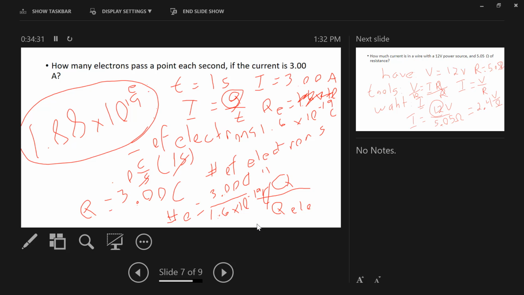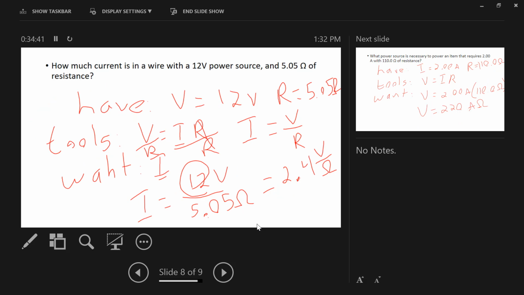They're little. All right. We've got a couple more questions to do together. You okay? The rest of them are going to deal with voltage. Did you have a question, Micah? Okay. So how much current is in a wire with a 12-volt power source and 5.05 ohms of resistance? A 12 volt power source, it's like a car battery, a battery on a drill.